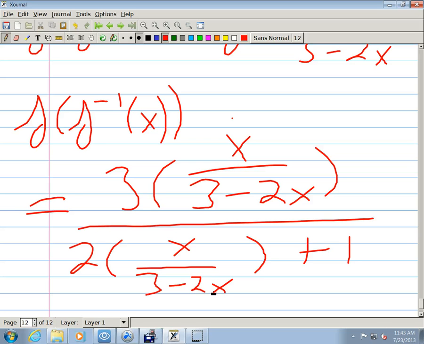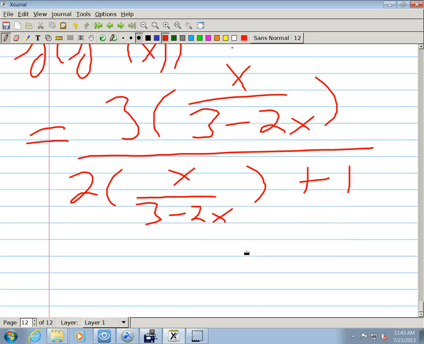What do you think? It should, right? Let's see. How do you simplify this mess? What would you do? Distribute the 2, distribute the 3. Okay.